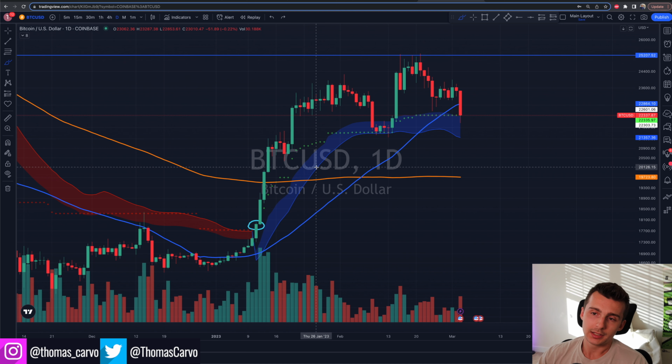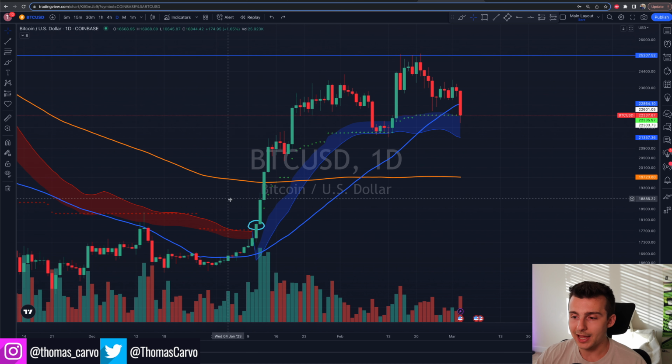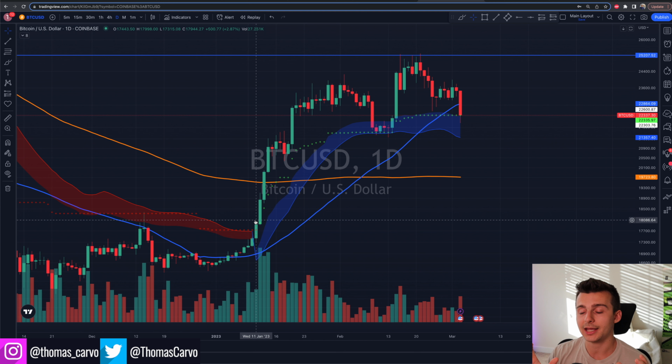So now, here's where the fun comes in. Because now it's like, okay, great. We have our indicator to give us our entry point. But what about our stop loss? Our stop loss is under this level.